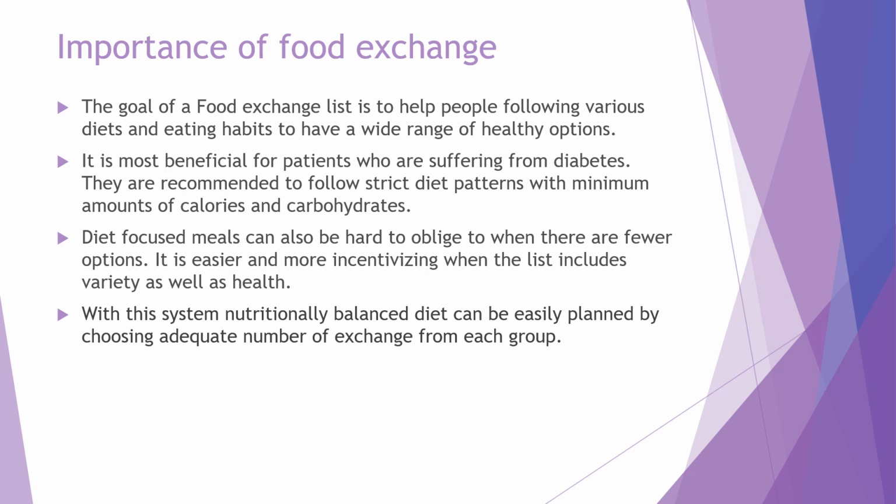With this system, a nutritionally balanced diet can be easily planned by choosing an adequate amount of exchanges from each group. The groups are divided as per the concept of a balanced diet. So if we look at the categories of food groups, cereals are there, pulses, milk, flesh exchange, that is meat, and sugar. Like this, six different categories have been made in the exchange list.